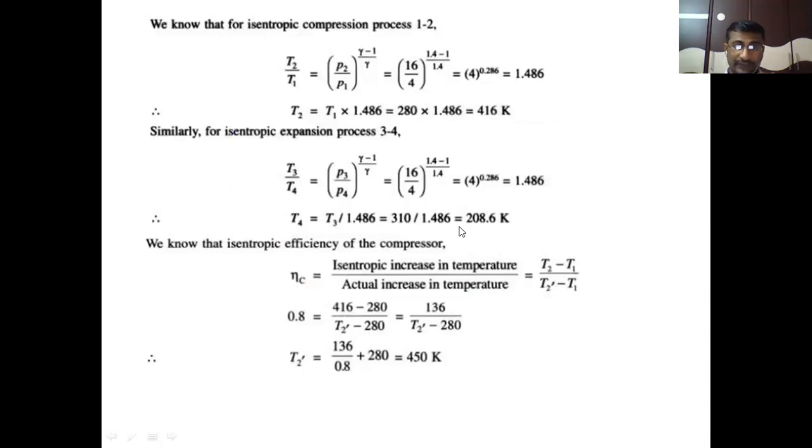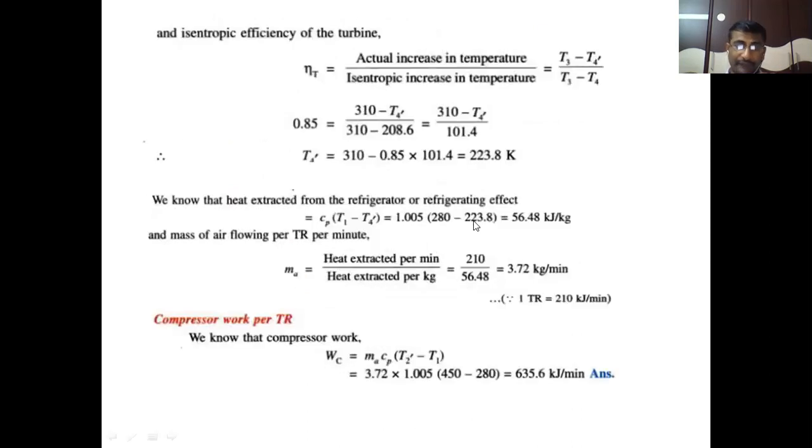Therefore, T4 value is 208.6 kelvins. This is the lowest temperature in the cycle at which the air is applied to the cold chamber or refrigerator. Clear, students? So we know T2 and T2 dash. We know T4, we calculated T4. From this T4, we can calculate T4 dash.